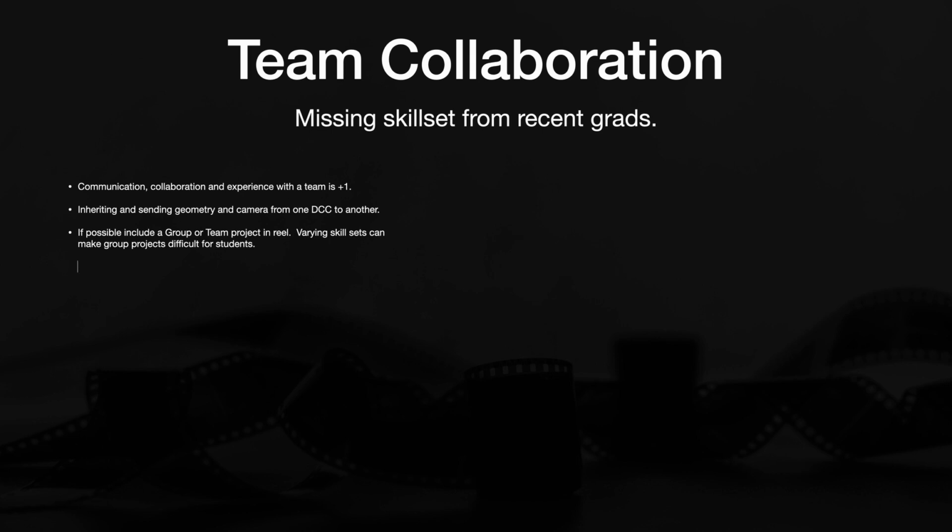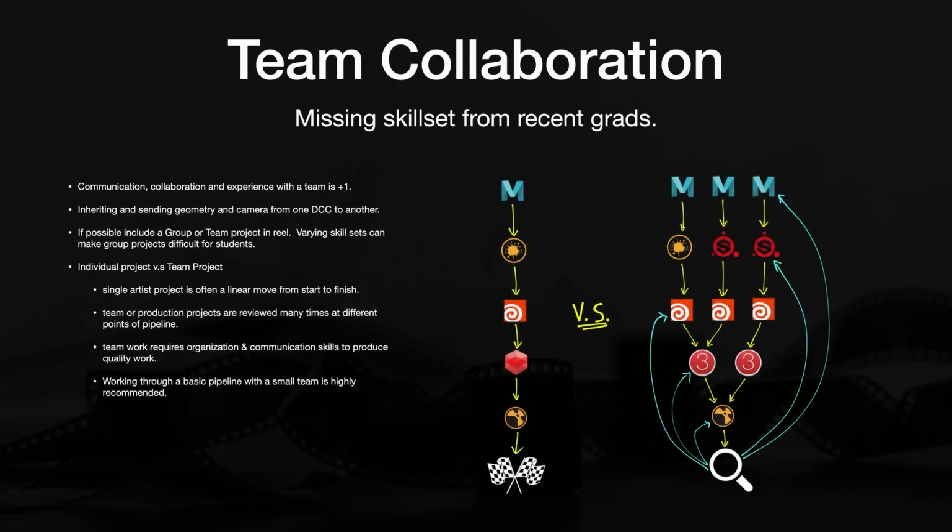Let's just have a look here with my little diagram. On the left side is your typical student workflow where you start off with one program, maybe you do a bit of shading, you do your Houdini simulation, you render it, and then you comp, and then you're done. So it is a fairly linear motion from start to finish. But when it comes to production work, it's not like that at all.